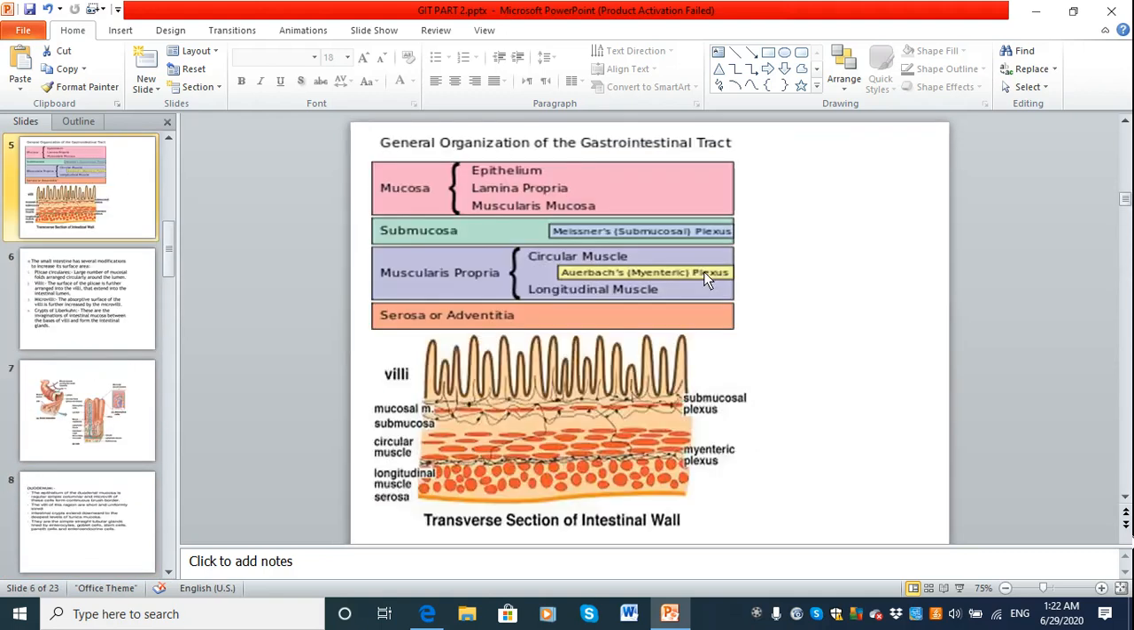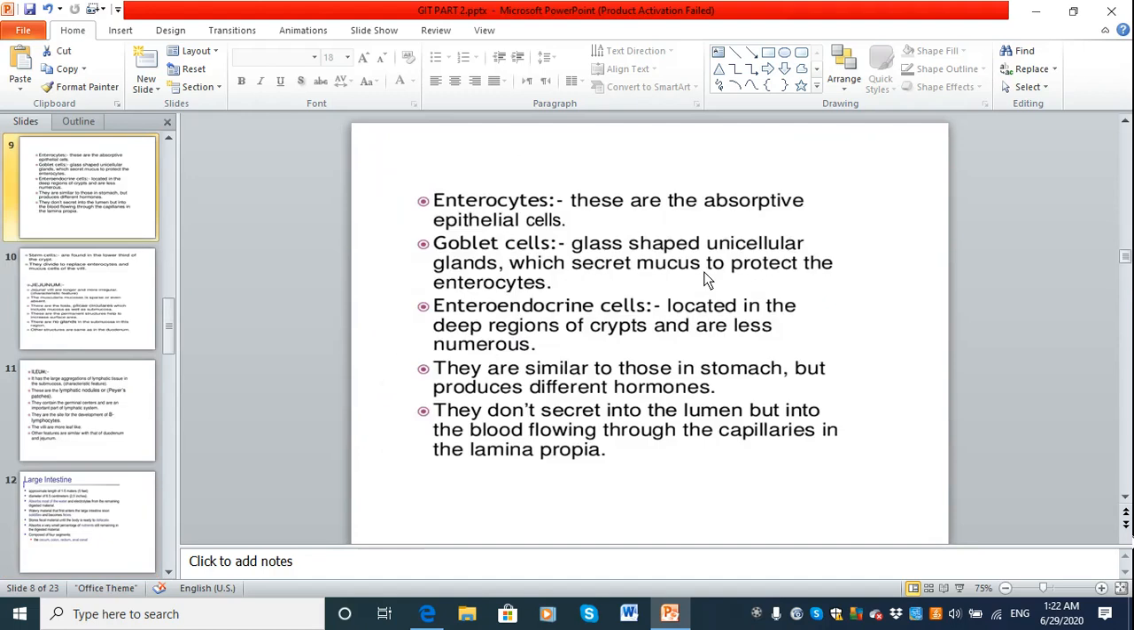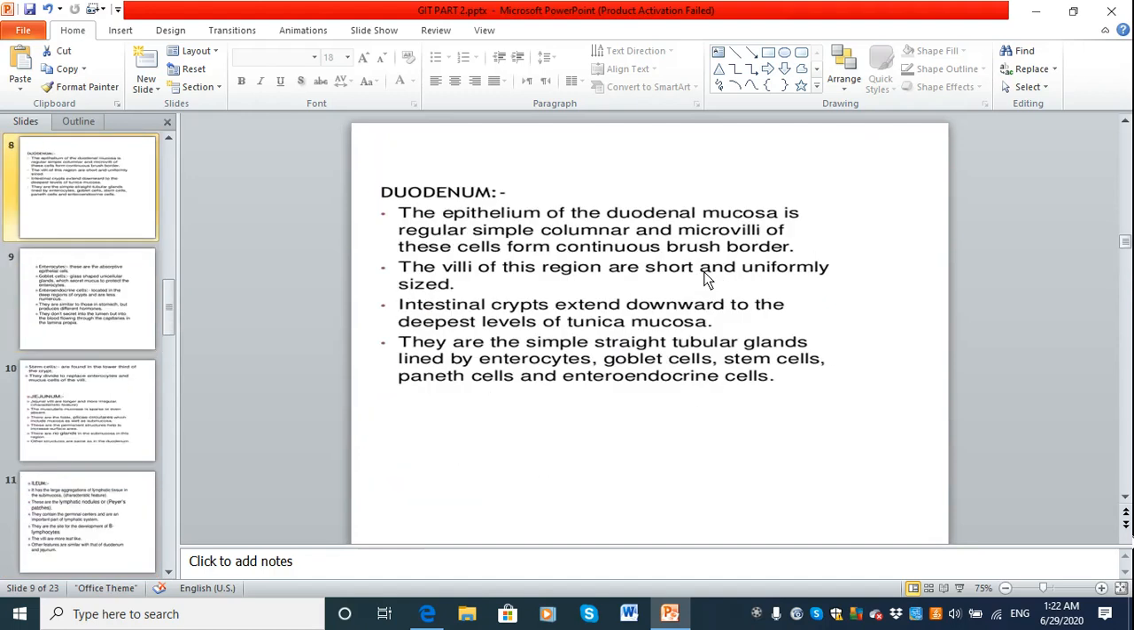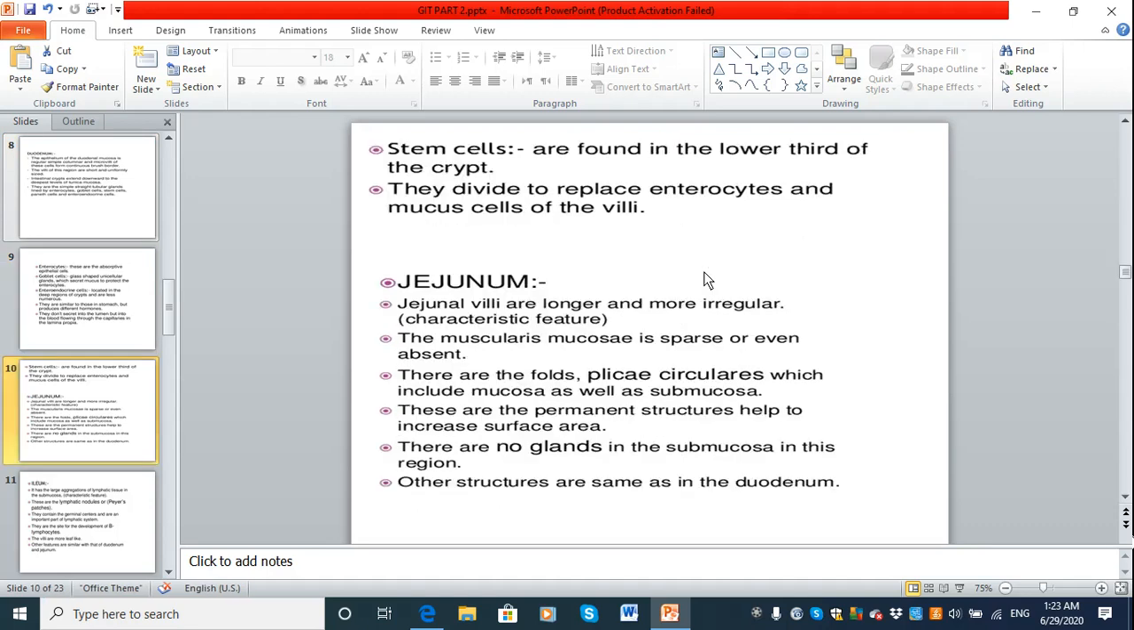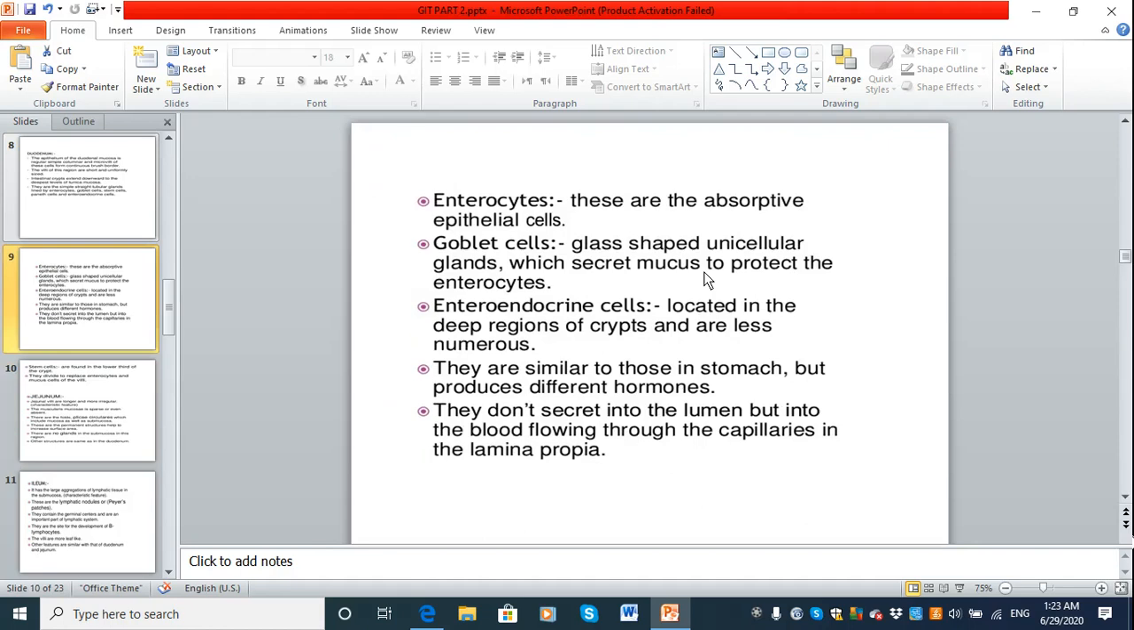Let's talk about what I want. For this one, the cells surrounding the tubular glands, it's very important to know the definition for each one: the chief cell, parietal cell, endocrine cells, and stem cells, right? Because they are similar, and it's not defined for cells.